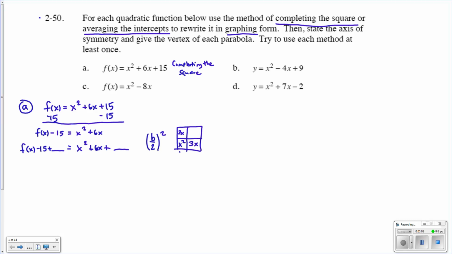Now with the generic rectangle, you end up with x plus 3 and x plus 3. And then when you do 3 times 3, you get 9. That's where the squaring comes in. So this is kind of like a little shortcut instead of having to draw out your generic rectangle. So I take 6, I divide it by 2, and then I square it, and I get 9 up here. But if I add 9 to this side, I need to add 9 to this side over here.